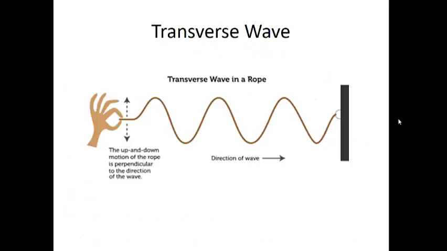So here we have a transverse wave. And as you can see, if you pretend that you are the one who is shaking the rope, you are shaking the rope up and down. But the direction that the wave is actually traveling is to the right. So if you're shaking the rope up and down, but the wave is traveling to the right, those are perpendicular directions. And that's the definition of a transverse wave.